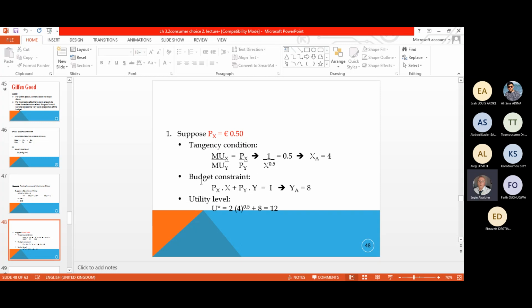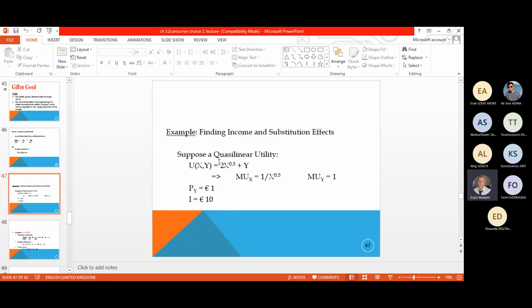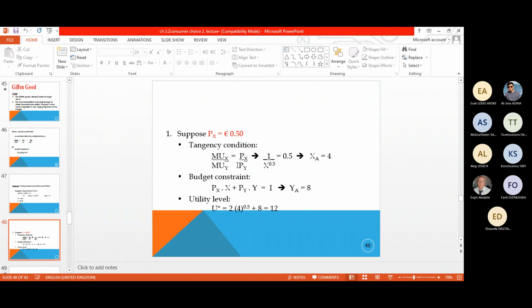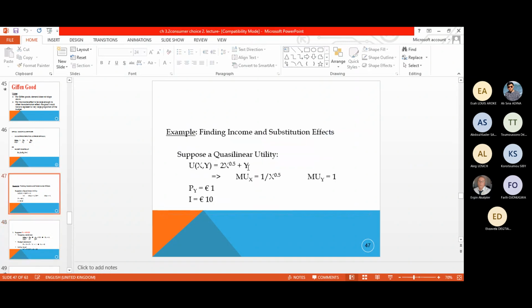It's okay, I think, because this is only simple cross multiplication. Professor, come again. Can you please repeat it? This is the marginal utility of x, isn't it? Look here. Marginal utility of x is 1 over x to the power of 0.5, isn't it? You got it? And marginal utility of y is 1. This is 1.